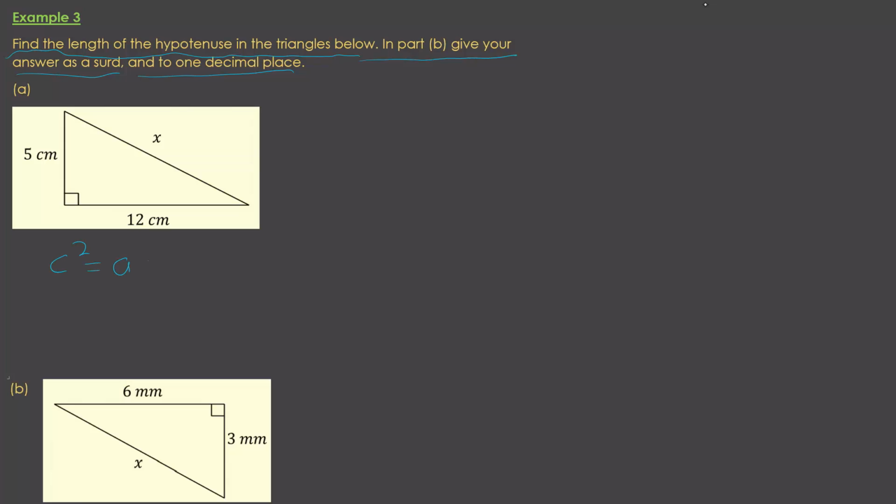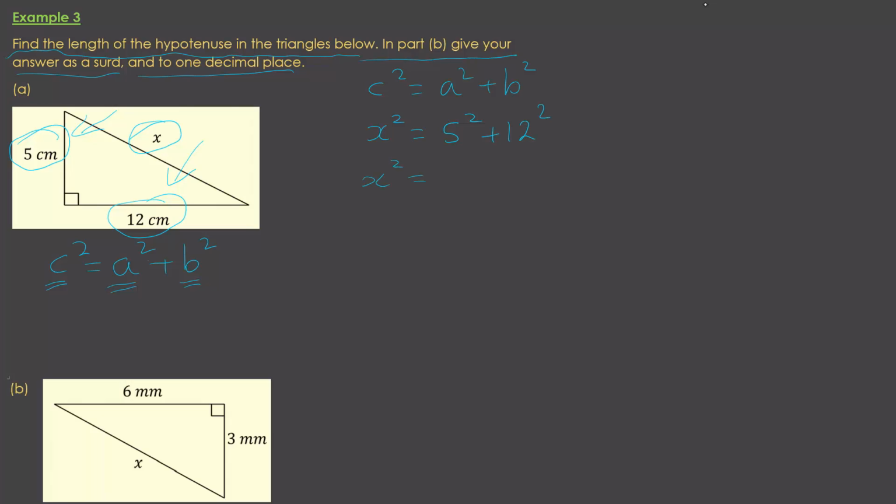c squared is equal to a squared plus b squared, where c is the length of the hypotenuse and a and b are the lengths of the other two sides. So if we start with c squared equals a squared plus b squared, then our hypotenuse, we say, is x. So x squared equals, now let's call this one a and this one b, 5 squared plus 12 squared. Clearly it doesn't matter if you'd chosen this one to be a and this one to be b.